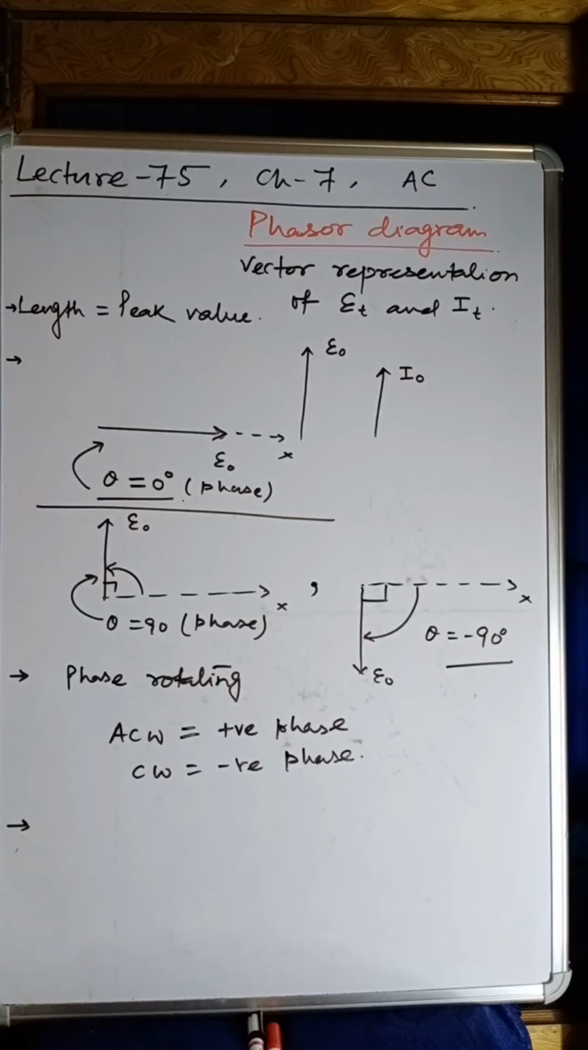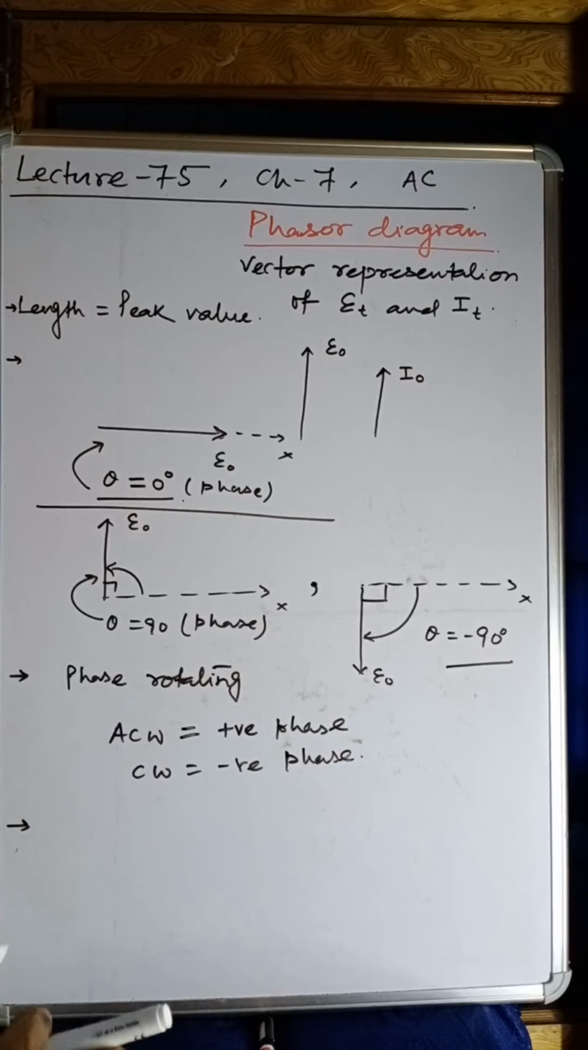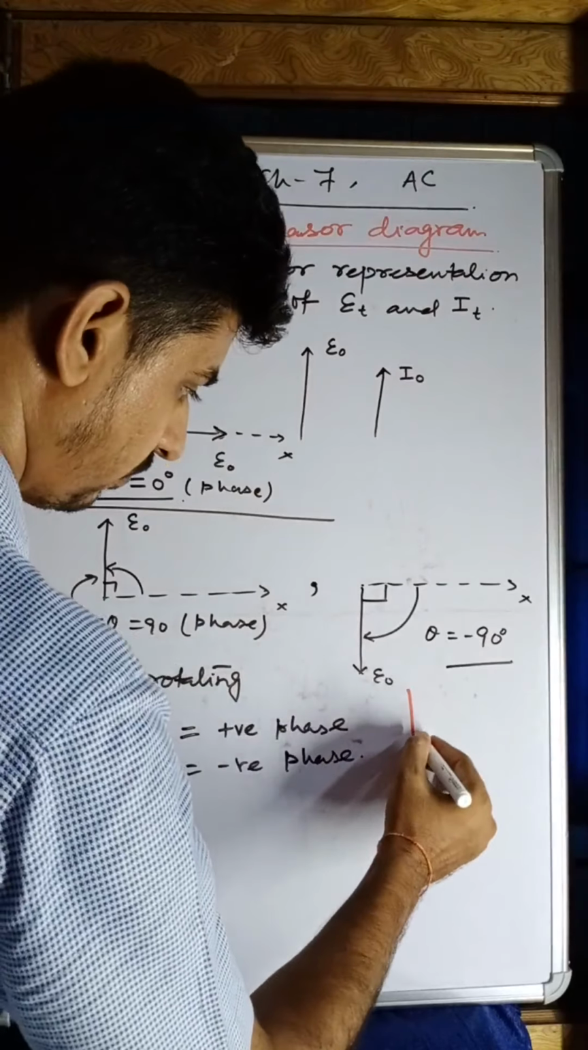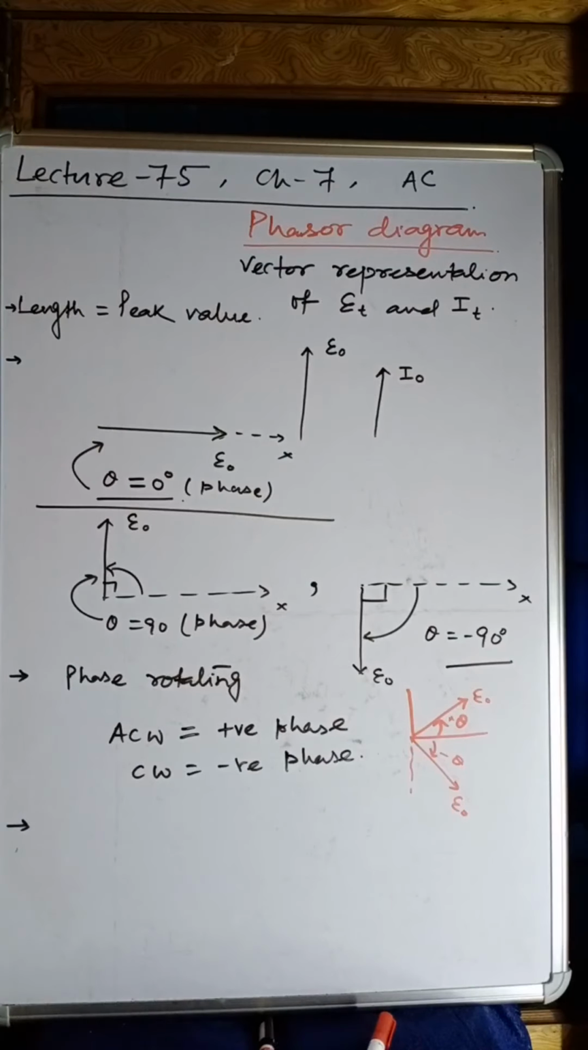This is the concept that you have to remember. If I rotate any phasor this way, suppose any quantity, suppose E, theta, this is positive. If I rotate the same quantity the other way, this will be minus theta. Actually, this is what I want to say by this point.